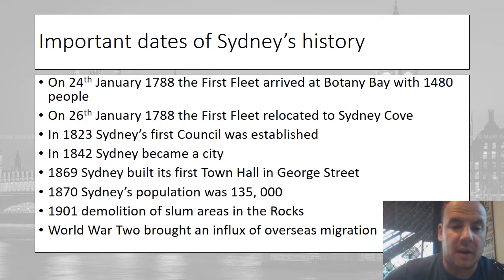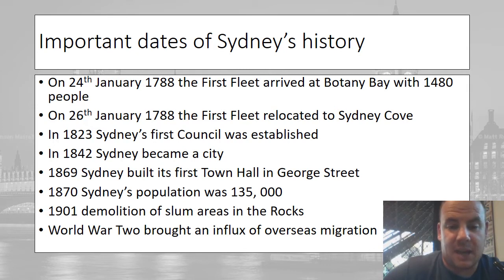But on the 24th of January 1788, the first fleet arrived at Botany Bay with roughly 1,480 people. They arrived, as you can see, at Botany Bay. A lot of people think they found Sydney Cove straight away. That wasn't true, and it wasn't until 2 days later that they realised they were in the wrong place. They relocated to Sydney Cove.